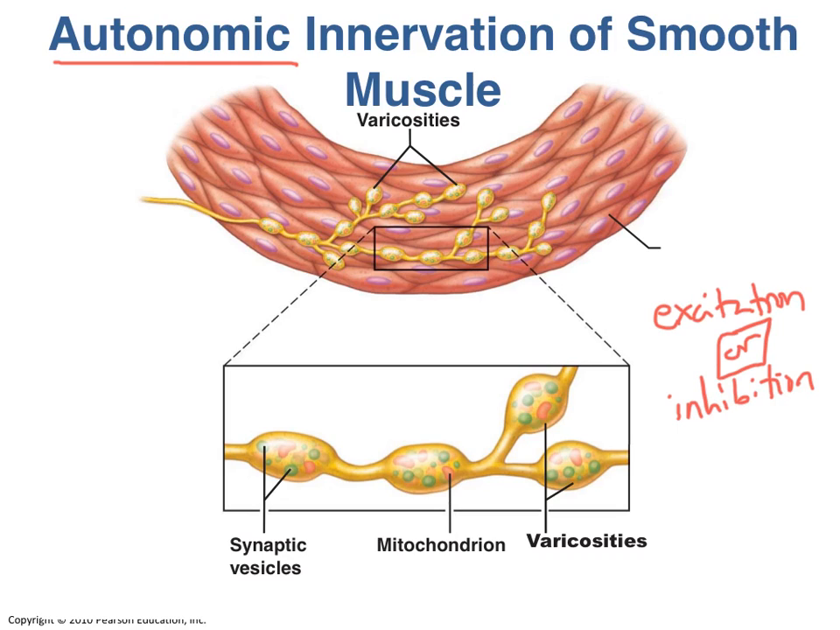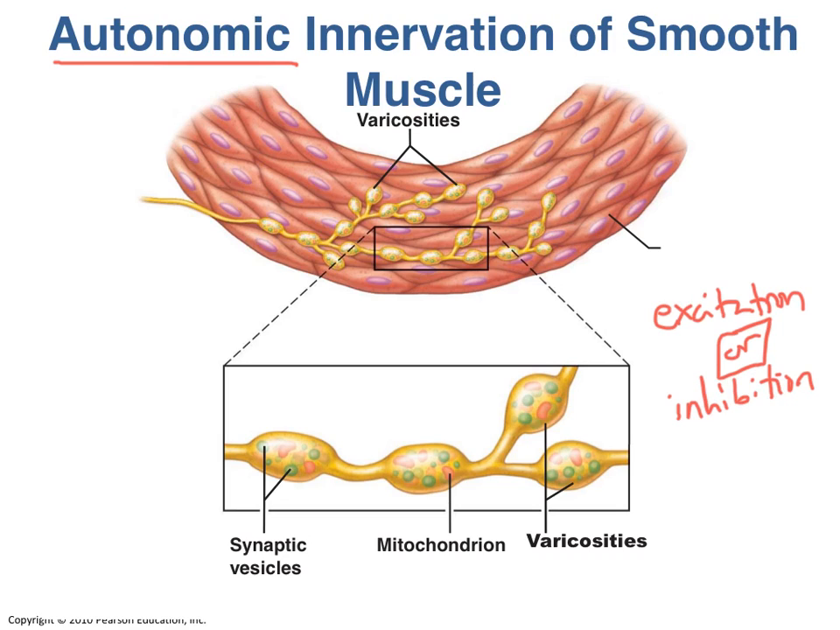With skeletal muscle, when skeletal muscle receives a signal from the nervous system, it's always an activating signal. It's always excitation. With smooth muscle, there are nerves that can tell the smooth muscle to contract more and nerves that can tell the smooth muscle to contract less.